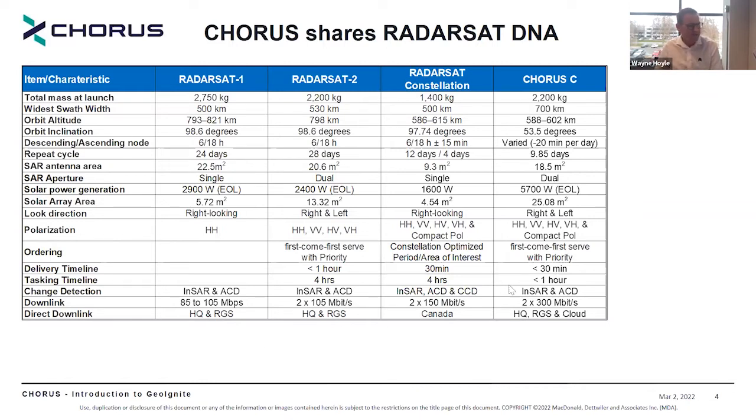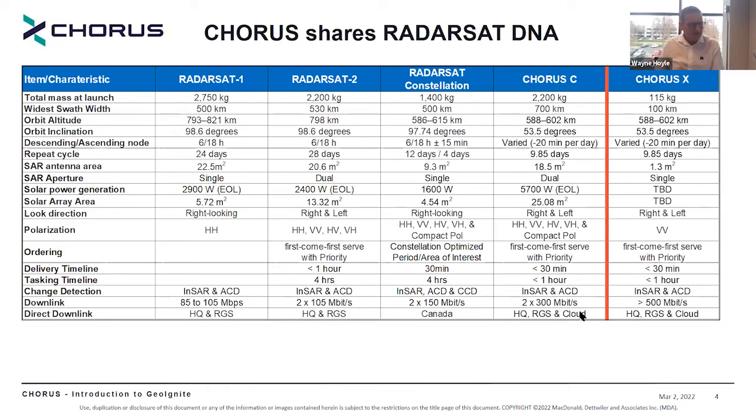And then on the delivery and tasking timeline, there are significant improvements as it relates to the tasking timeline. In less than 1 hour, we're going to be able to accept orders and task the satellite. We're going to be able to do change detection. The speed and downlink of the data is going to be vastly improved. And the downlink can happen at our headquarters systems here in Canada. Data can come down through the regional ground stations that we currently have with RADARSAT 2, and we'll be talking about doing upgrades to those, or through cloud-based capabilities.